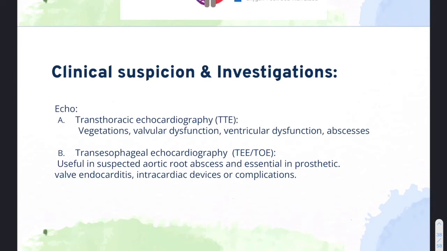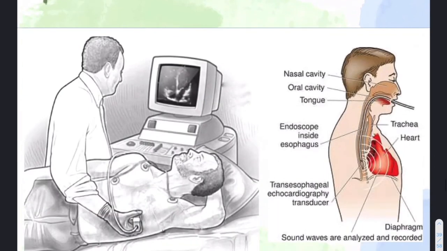And then lastly, we have echocardiography. It's a cornerstone of diagnosis. First line is transthoracic echocardiography. It might detect vegetation, valvular dysfunction, ventricular dysfunction, and abscess. It's non-invasive and it's the first line, but it cannot rule out infective endocarditis. You can see here how transthoracic echocardiography is done across the chest.